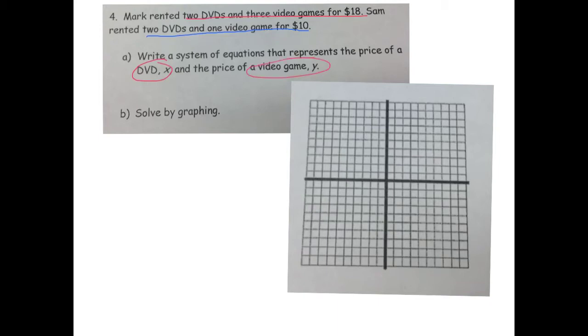So let's write our first equation for Mark. DVDs are X, so this is an X, and is add, and video games is Y. 4 is going to be your total, so that's your equals. So this is 2X plus 3Y equals $18. Then for Sam, 2 DVDs is 2X plus is your and 1 video game, so 1Y equals $10. Okay. Now we're supposed to solve by graphing.